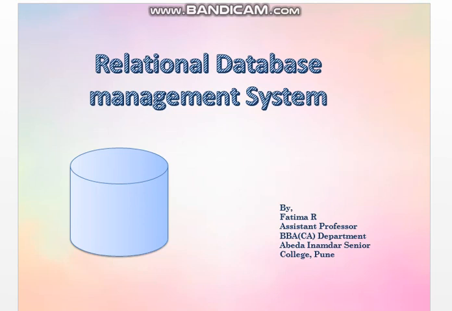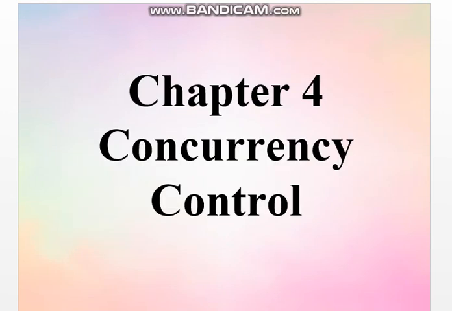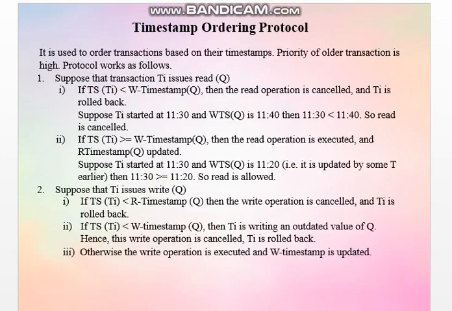We have started with chapter number 4, that is concurrency control. In concurrency control, we have already seen what is log-based protocol, and we have just started with timestamp. In the last lecture, we have seen what is timestamp, what is read timestamp, and what is write timestamp. Today we will be seeing what is the timestamp ordering protocol.